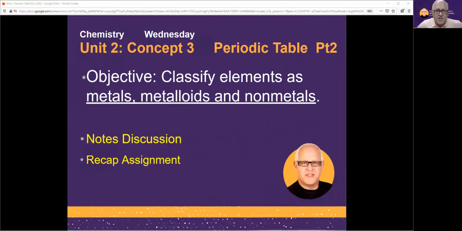So our objective today is for you to be able to classify elements as metals, metalloids, and nonmetals. Take some good notes, and then at the end there'll be a little recap assignment.